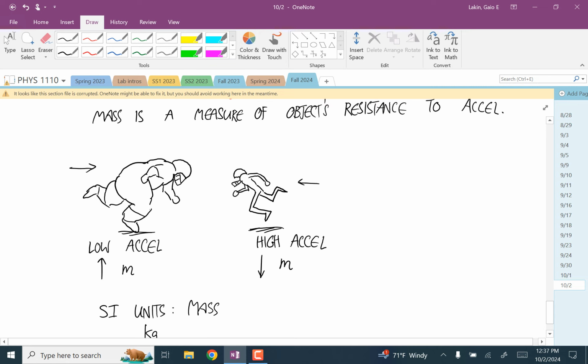Any questions about mass or about what position this little football player plays? Probably punter.